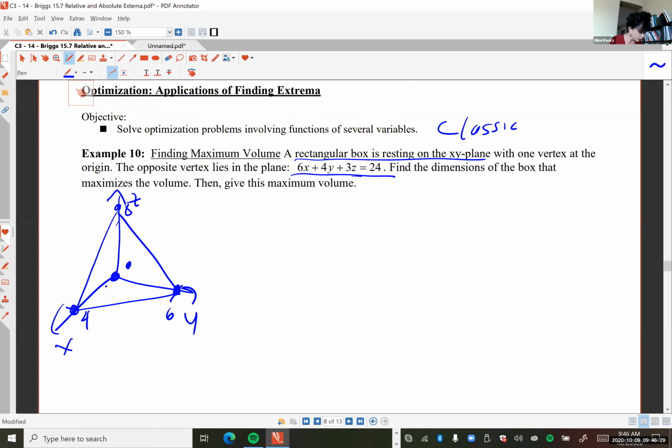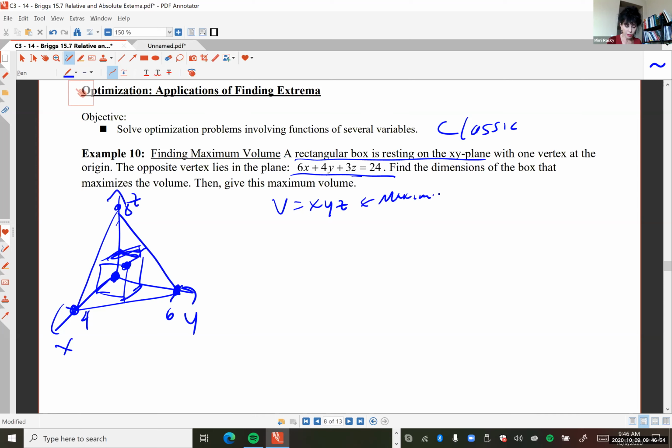And then if I actually try to draw the box, don't judge here. I'm trying to draw something in 3D on a 2D thing here. Oh God, that looks terrible. Okay, can you imagine this box right here? So you're trying to maximize the volume of that box, where one vertex is here in this plane and the other vertex is at the origin. So you know that volume is xyz. You want to maximize this.